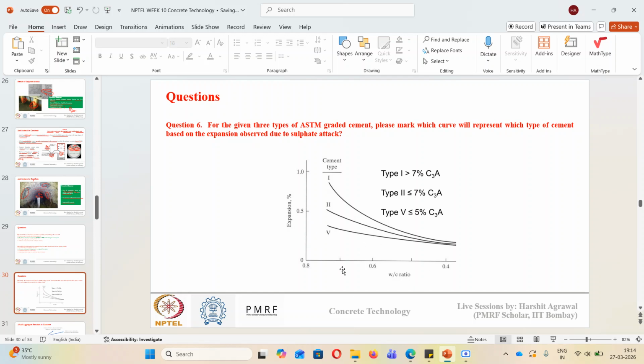At a particular water to cement ratio, the swelling effect is directly proportional to the ettringite formation, which is dependent upon the presence of sulfate ions and on the amount of aluminate phase present inside the cement. That's why in type 5 cement the expansion is minimum, while in type 1 cement the expansion is maximum, because of the aluminate content.